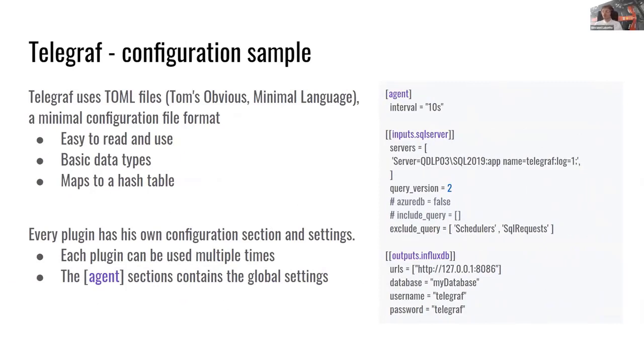So here we have a Telegraf configuration sample. As I said, Telegraf uses TOML files, which is a configuration file format. As you can see, it's really easy to read. It's really easy to use. It offers several data types. Here we have a string, an integer, an array of strings. It's really simple to use, and it maps to a hash table. So it's like YAML or JSON, in which you have some key value pairs and in which the keys are unique. As you can see here, every different plugin has its own section, and each plugin can be used multiple times inside the same configuration, exception made for the agent section, which contains the global settings.